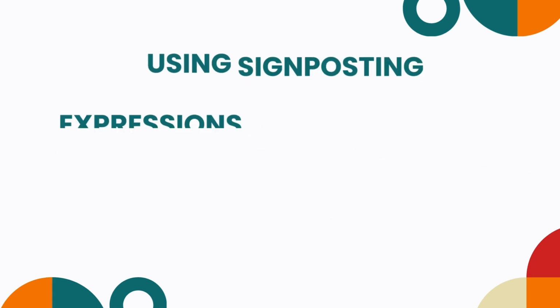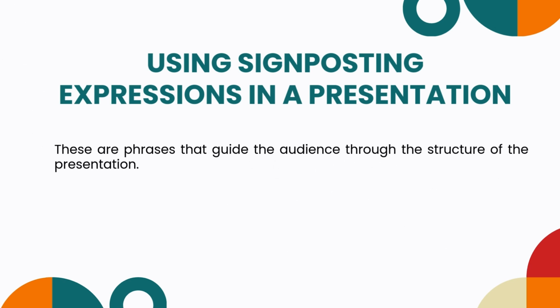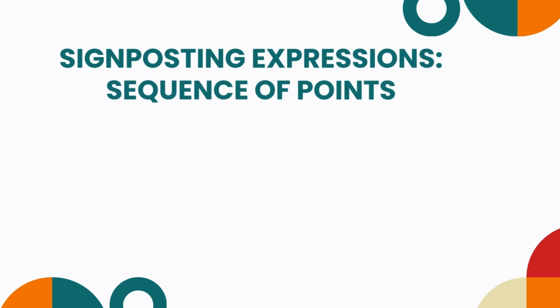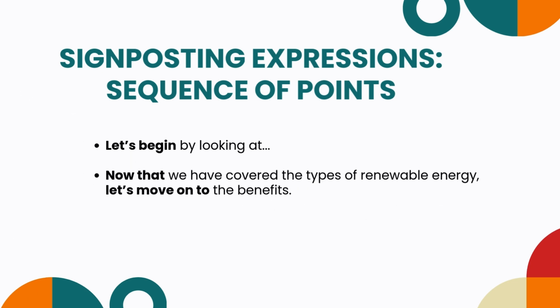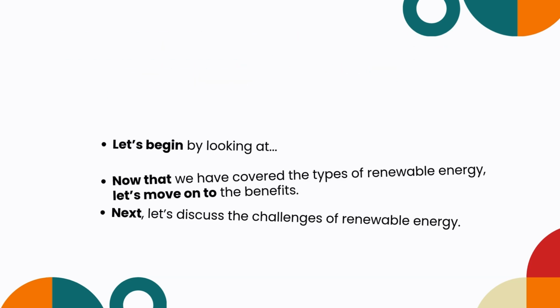To help his audience follow along, Ali should use signposting expressions. These are phrases that guide the audience through the structure of the presentation. Think of them like road signs. They help people know where they're going. For example, when moving from one main idea to the next, Ali can say, "Let's begin by looking at." "Now that we have covered the types of renewable energy, let's move on to the benefits." "Next, let's discuss the challenges of renewable energy." The signposting expressions here are: let's begin by, now let's move on to, next.